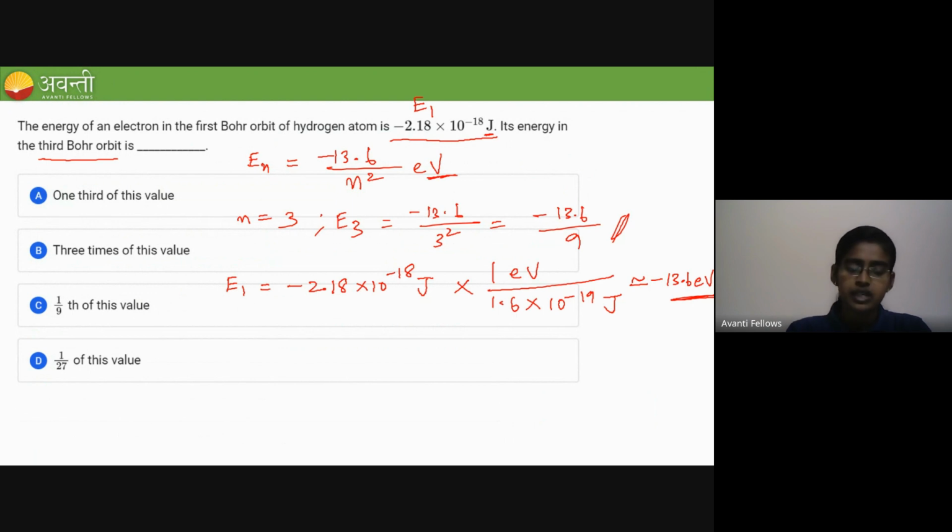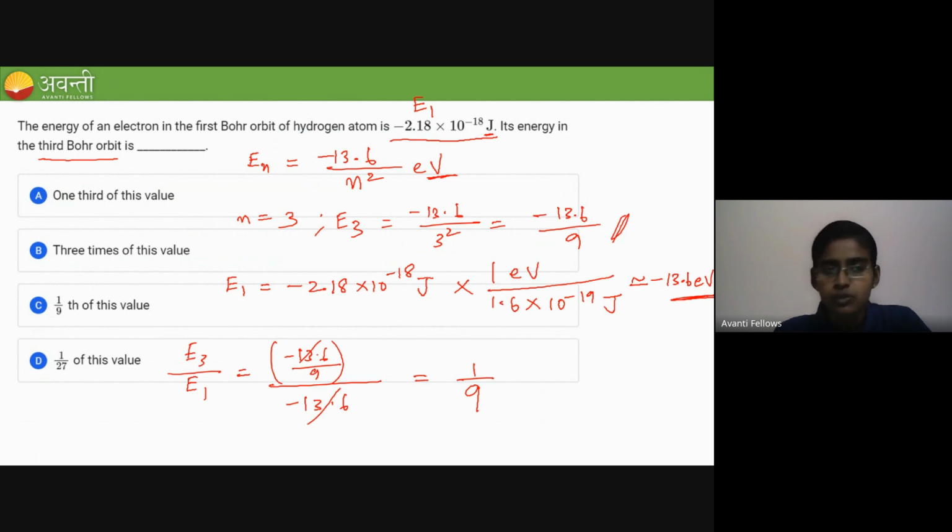Now we have to take the ratio of E3 and E1. That is, minus 13.6 by 9 whole divided by minus 13.6 electron volt. So 13.6 gets cancelled, the minus sign gets cancelled, and we get 1 by 9. So its energy in the third Bohr orbit is 1 by 9th of its first orbit value. So option C is the correct answer for this. Okay, let's move on to one more question.